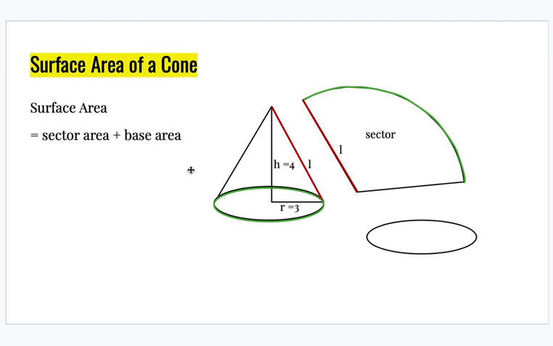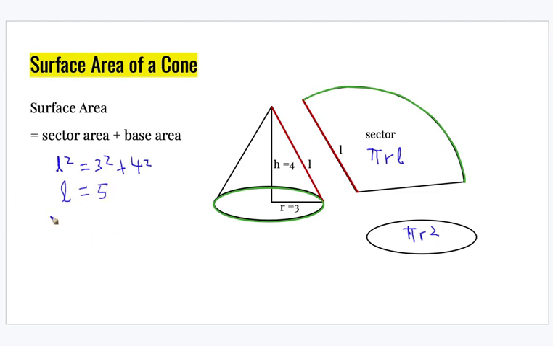To find the surface area, we have the base, which is pi r squared, and the sector area is the formula pi r times L. So again, we need to find the slant height using Pythagoras theorem. L squared is 3 squared plus 4 squared, and L here is 5.